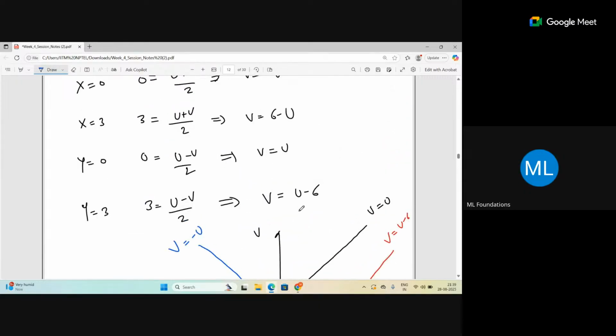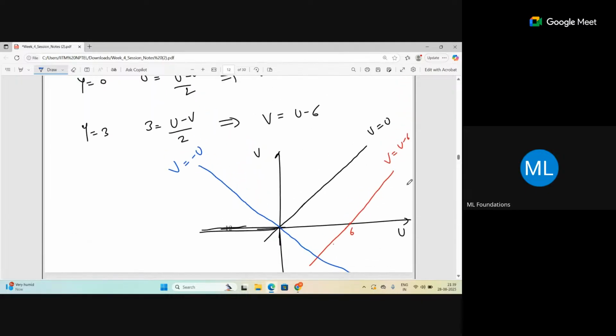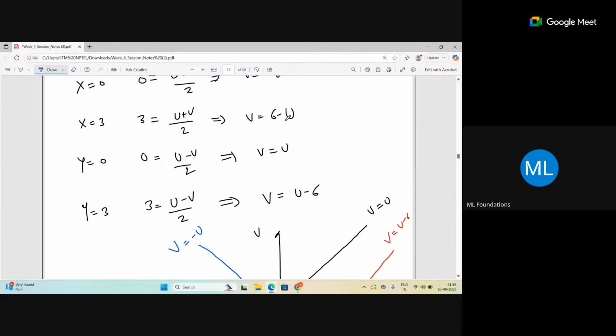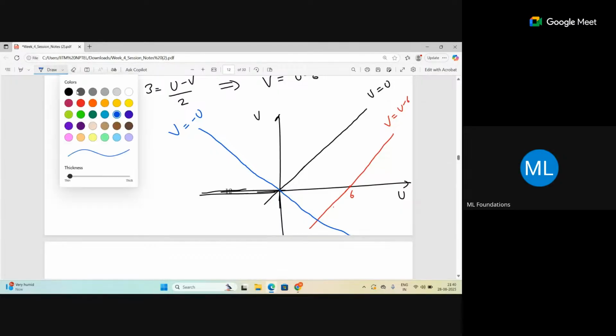And the next line is 6 minus u. So 6 minus u will be cutting, when u equal to 0, the v equal to 6. So that is going to be this parallel line.